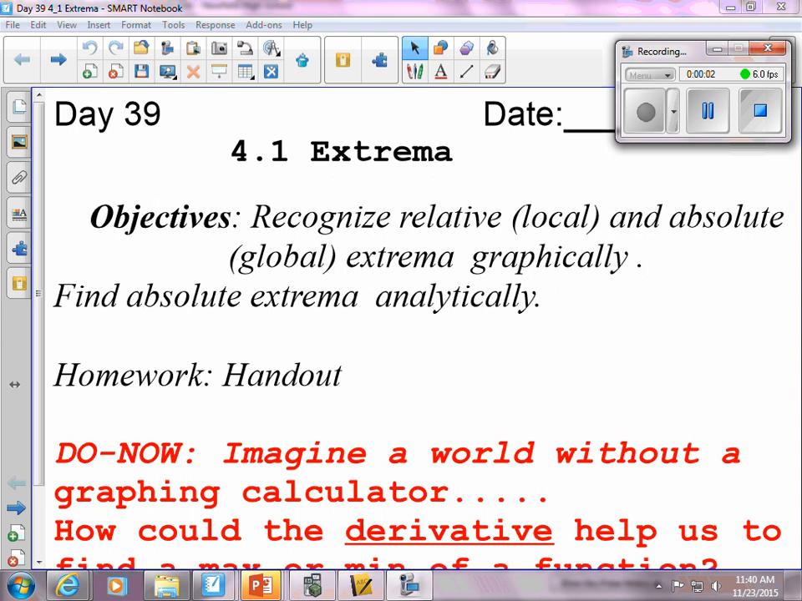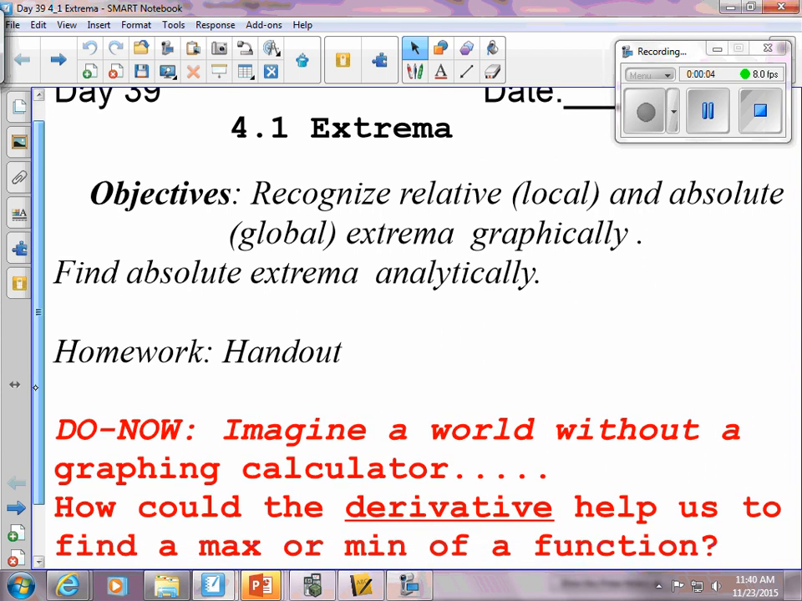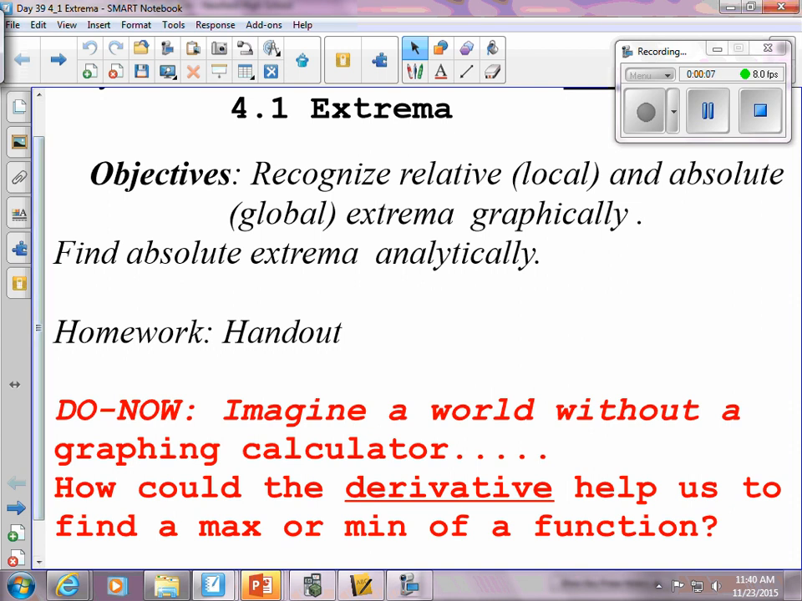All right, so today we're going to learn how to find the absolute max and the absolute min of a function without the graph. We're going to do it analytically.